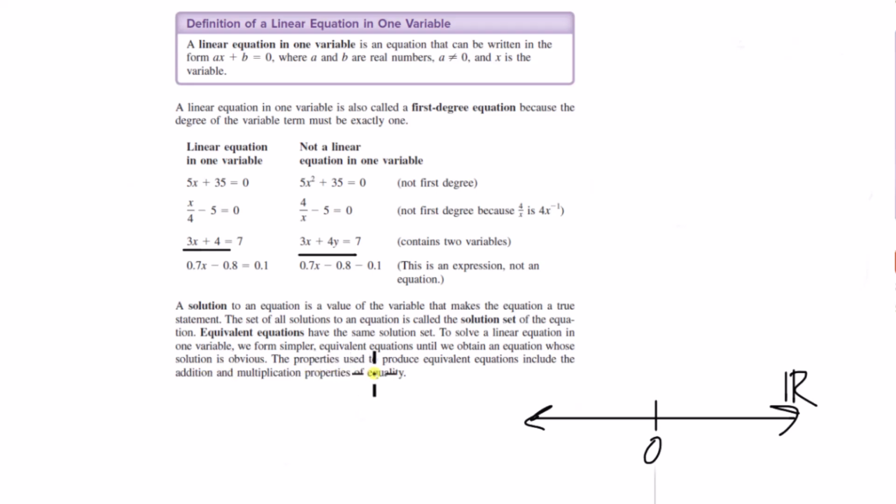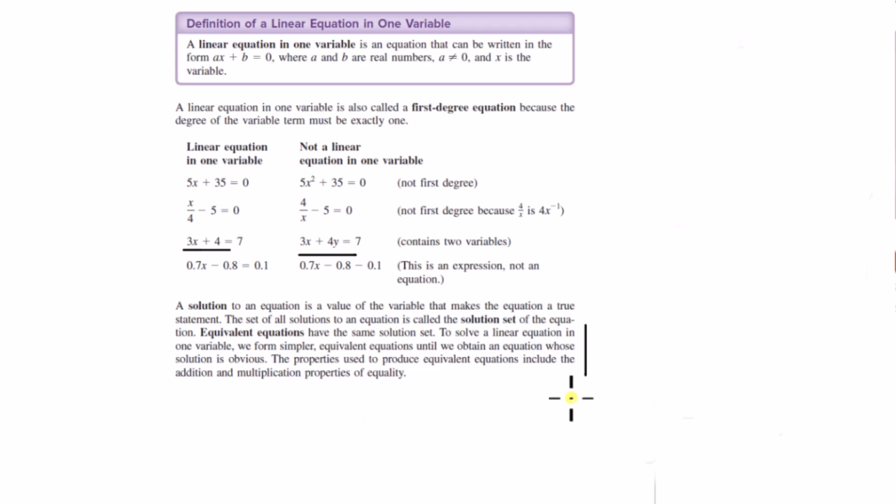The properties used to produce equivalent equations include the addition and multiplication properties of equality. So what we're about to talk about here is learning how to solve a linear equation in one variable. That's the simplest type of equation. But this process here, we're going to do this to solve any type of equation or inequality.